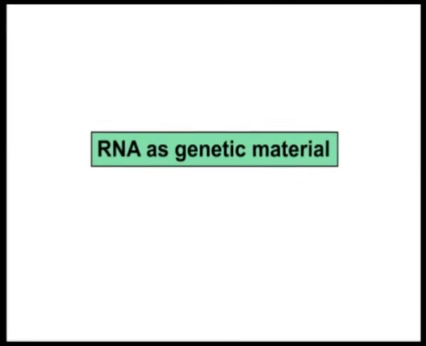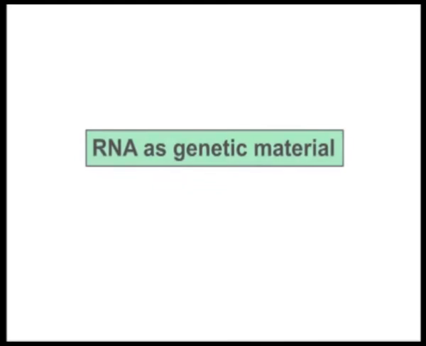RNA as genetic material. With the help of transformation experiments and bacteriophage infection discussed earlier, it was shown that DNA is the genetic material. However, some viruses do not have DNA as the genetic material but use RNA as their information carrier. RNA is a nucleic acid that is single-stranded and less stable than DNA.